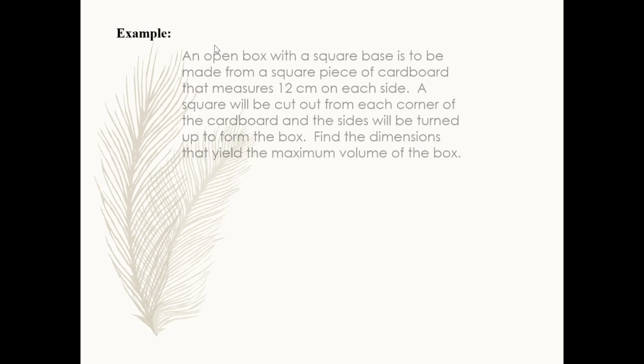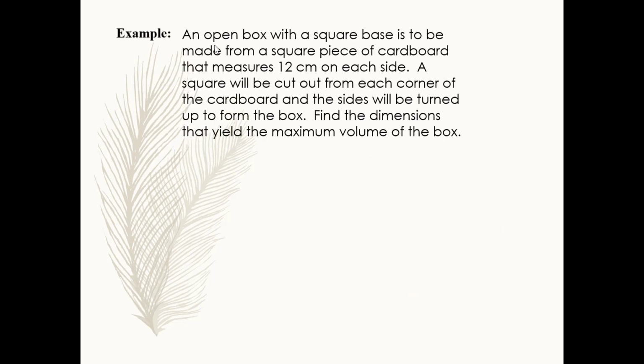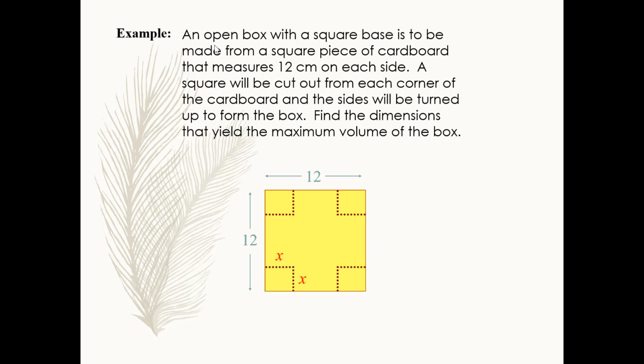So first we look at the example. An open box with a square base is to be made from a square piece of cardboard that measures 12 cm on each side. A square will be cut out from each corner of the cardboard and the sides will be turned up to form the box. Find the dimensions that yield the maximum volume of the box. So here you need to find the dimensions of the maximum volume. So the side of the box we will get is 12 minus 2x.